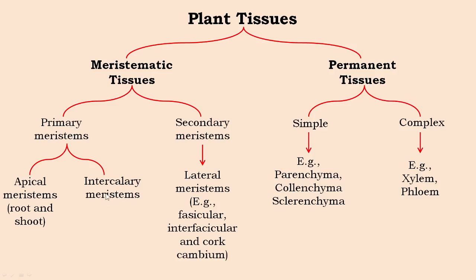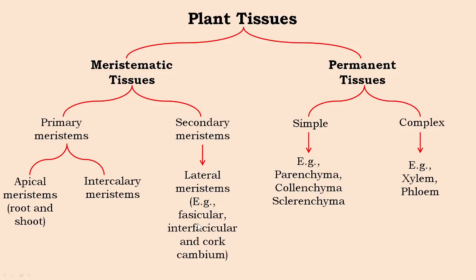These types of meristems are present in between the permanent tissues, so they are called intercalary meristems. Primary meristems help in primary growth, that is, elongation. Secondary meristems are also called lateral meristems.